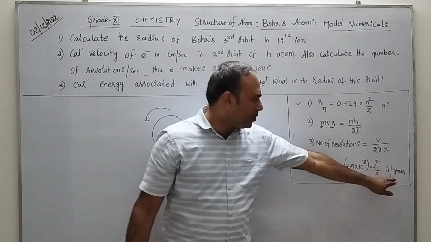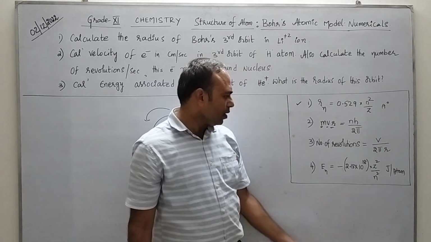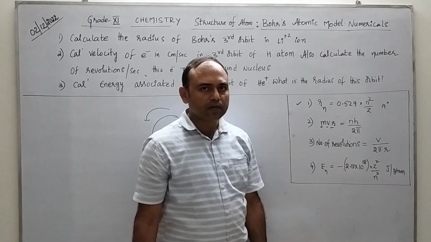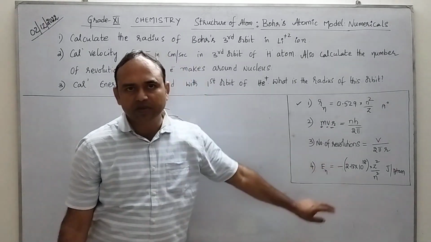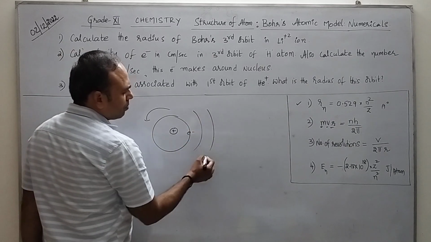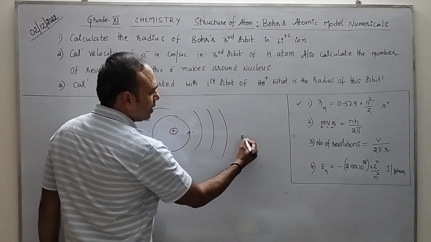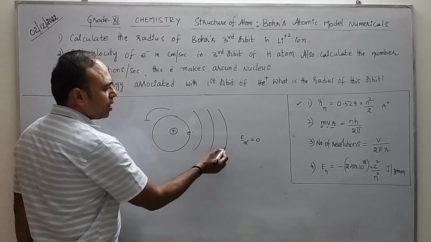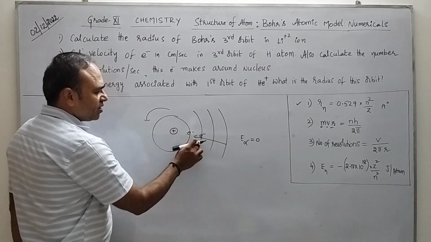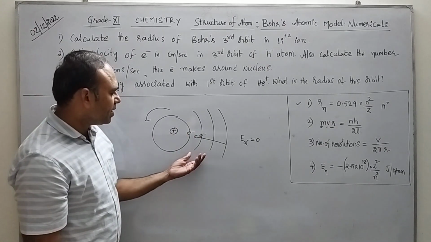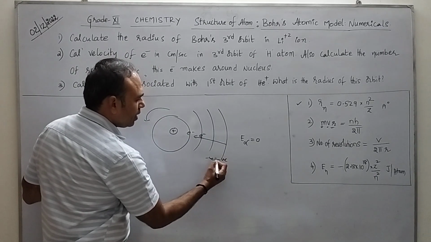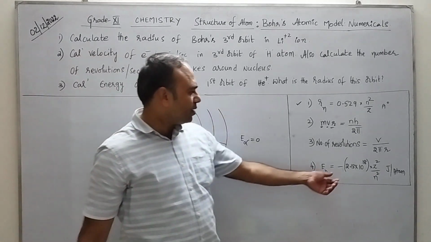Now the fourth formula: what is the energy associated with each shell? If you want to calculate per atom, this is the formula: minus 2.18 into 10 power minus 18 into Z square by n square. Why the negative sign is there, we discussed in the previous class. If you move away from the nucleus to infinity, the value is 0. If you move towards it, attraction between positive charge and negative charge will be there, hence the energy decreases. That means from 0 it decreases, so the value will be negative. That is why we have written minus here.